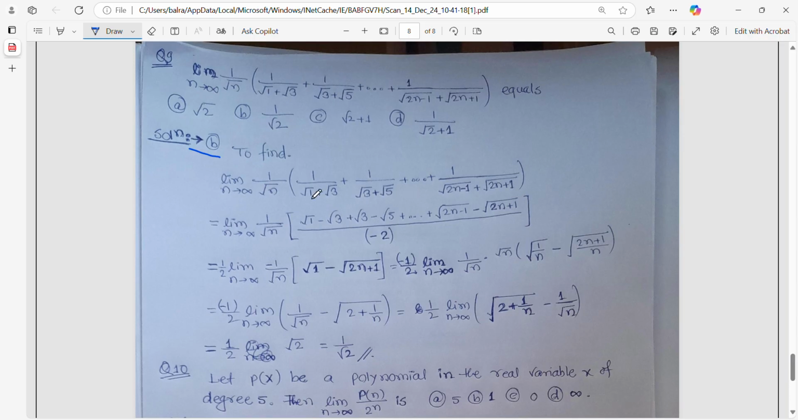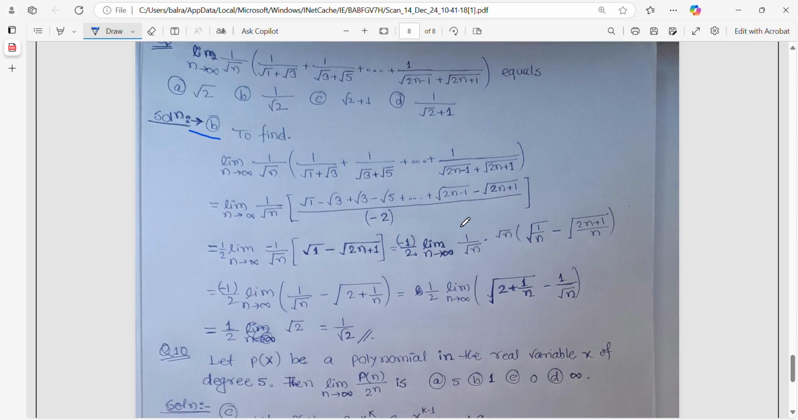We will multiply by root 1 minus root 3, upside and downside also. So it will come this way, and downside a plus b into a minus b equals a square minus b square, which means it will come minus 2 here, and here also minus 2. In each term it will come minus 2, so minus 2 is common, and upside it will come negative, negative, and negative. It will come like that.